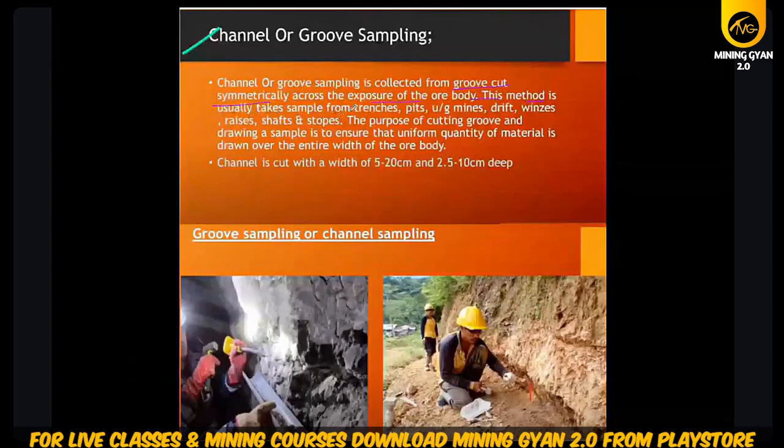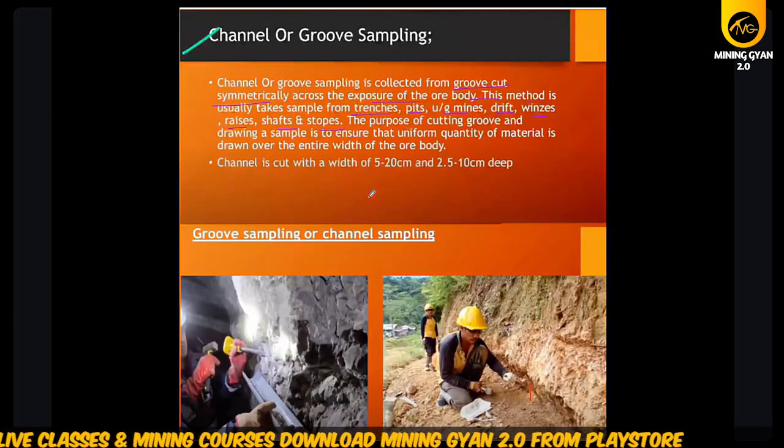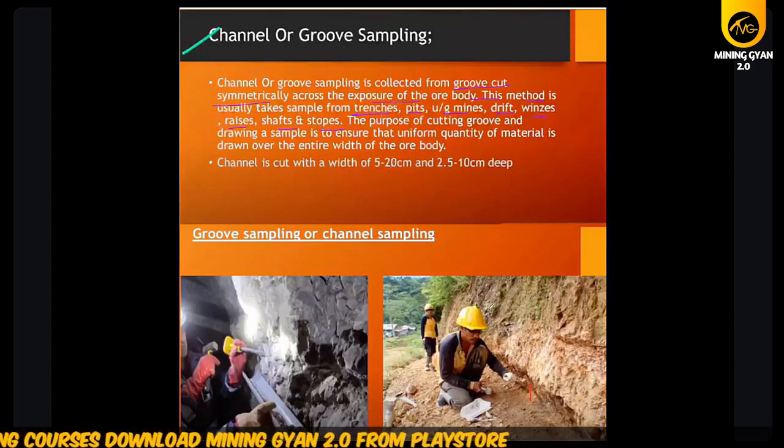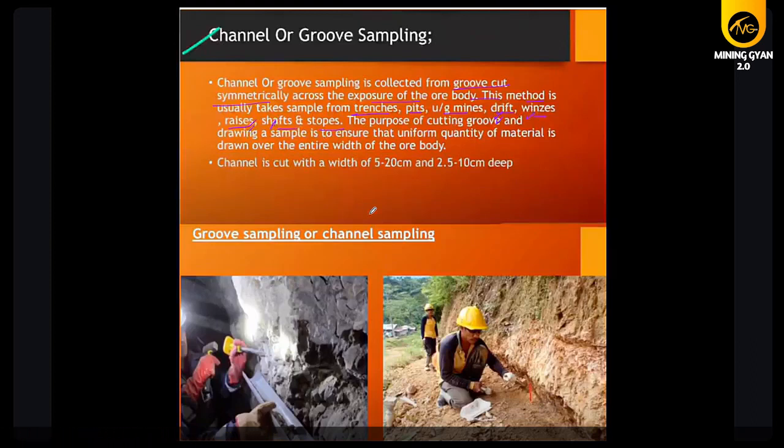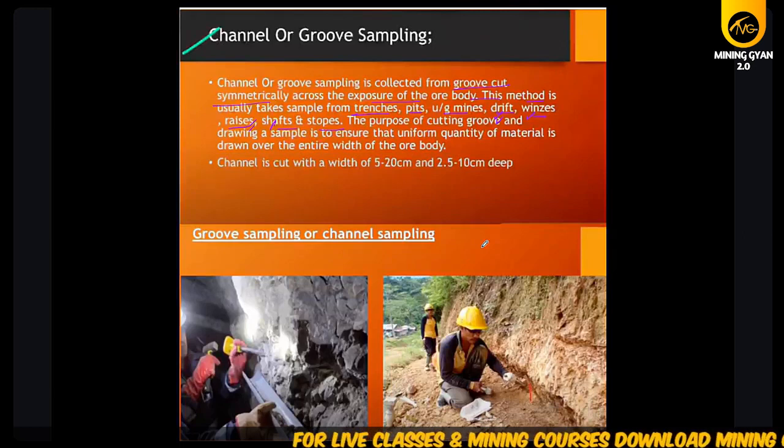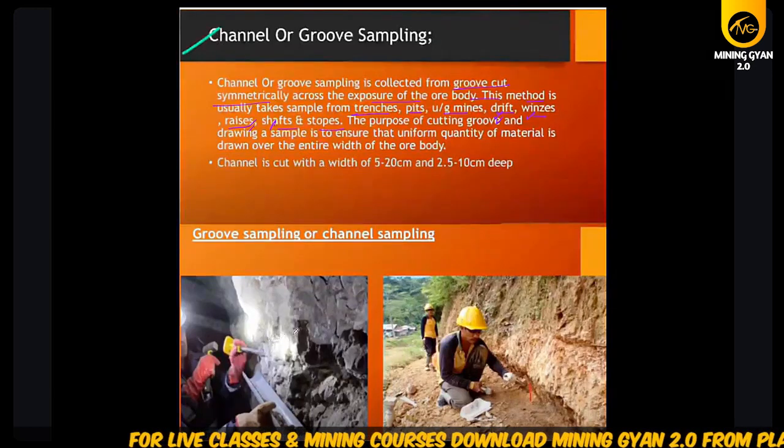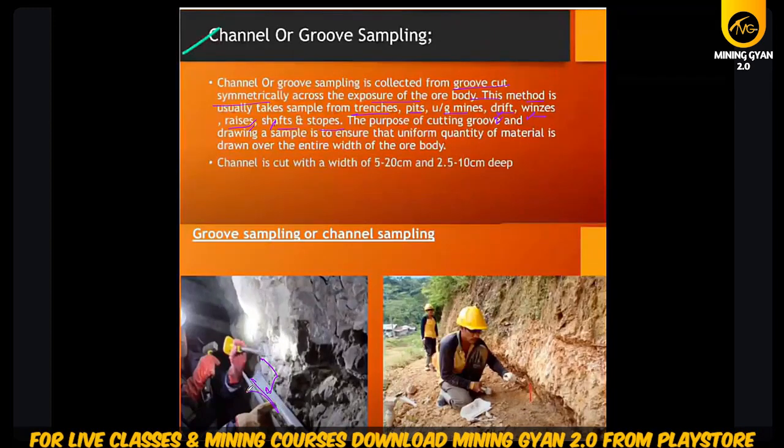This method usually takes samples from the trenches, pits, underground drifts, winges, raises, shafts, stopes. So you can collect the sample from the various places. I have already talked about what is winges, what is the raise, what is the shaft. So you collect the material from the various channels, that will be known as the channel sampling. So suppose this is your drift and you will cut and collect the material and take it to the laboratory and find out the chemical and other properties.